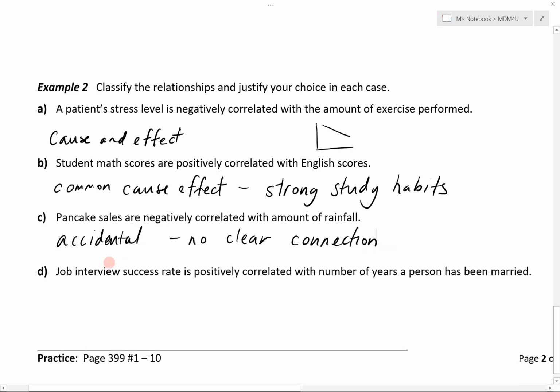And part D, a job interview success rate is positively correlated with the number of years a person has been married. Well, it could be accidental, could be a presumed relationship. If you think about the logic behind it, it might make sense. If you had a stable relationship in your marriage, then chances are you have maybe good communication skills, and that would translate into certain job interview success as well.